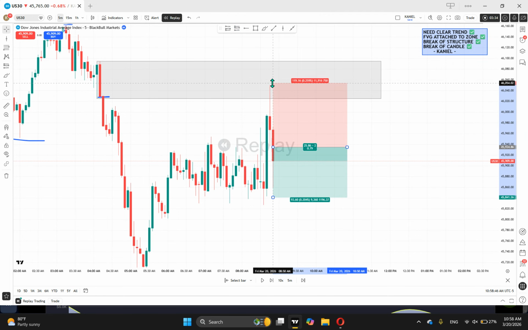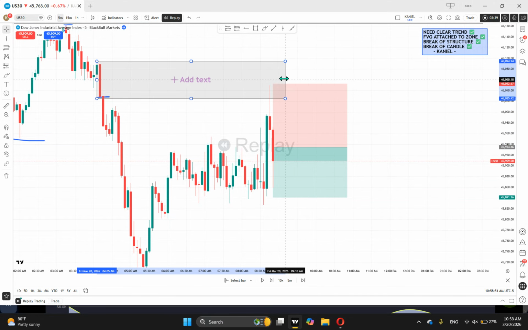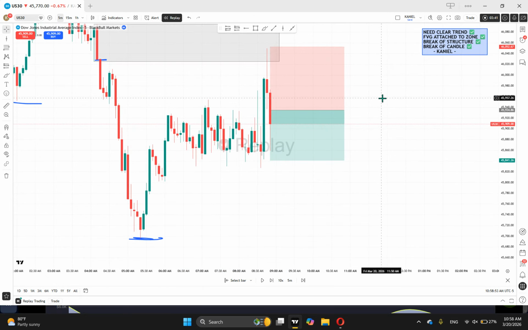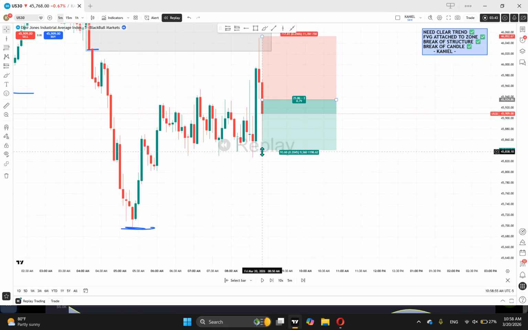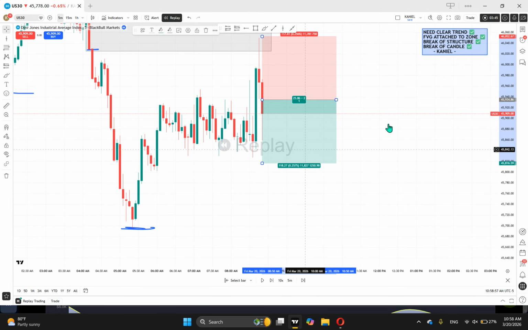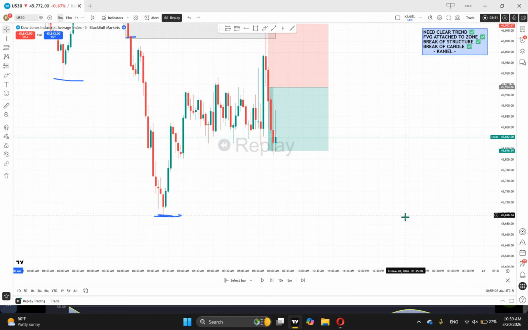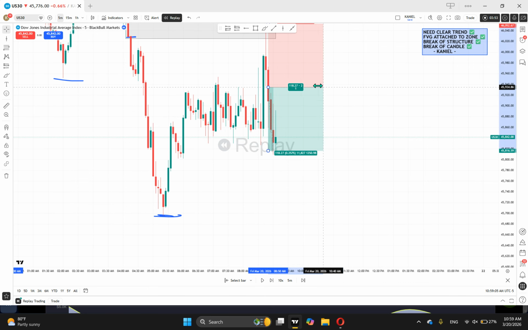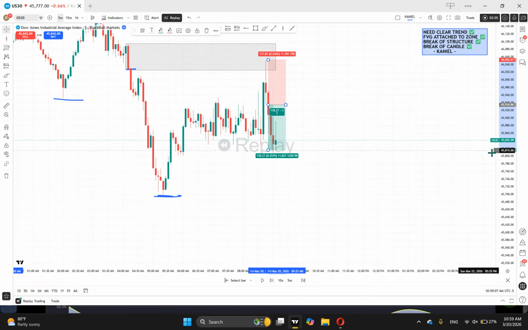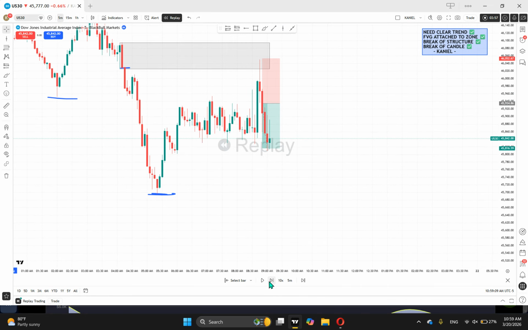And SL above the highest point in the zone, that is if we are selling, and below the lowest point in the zone if we are buying. Well, I missed this trade, but would be aiming for a 1 to 1. As you can see, in 15 minutes we would be out of that trade. Alright, let's go on to the one that we actually took.